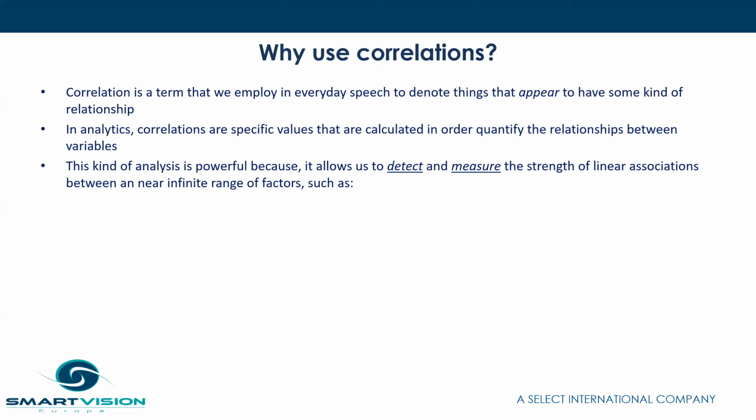So detect, by giving us a test of significance, telling us whether or not a linear correlation actually exists. And measure, in the sense of a correlation coefficient, because it gives us a value, sometimes called an effect size, that tells you how strong that correlation is. A typical application people might use is: how does advertising spend affect visits to a website? Obviously, if you're advertising a lot more.